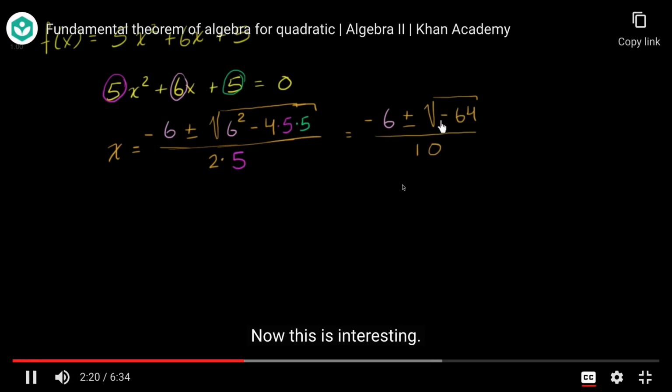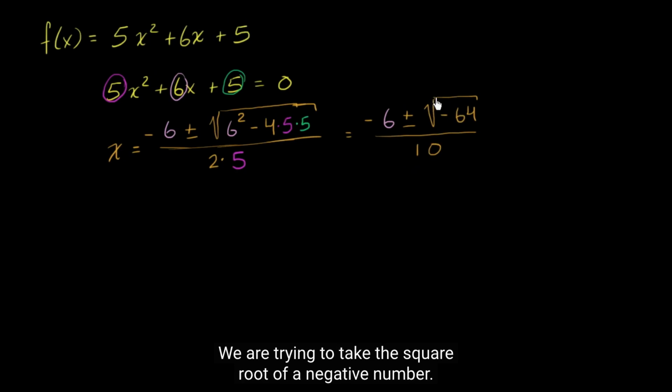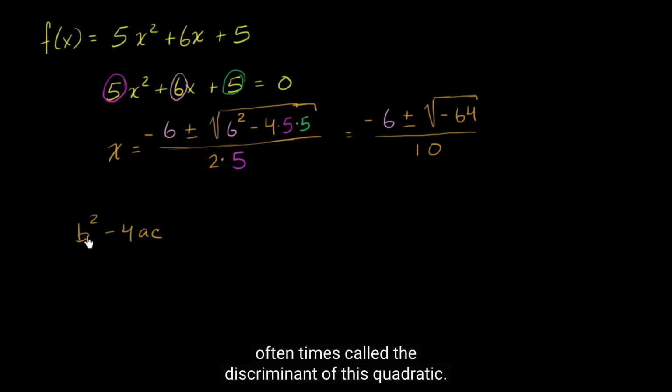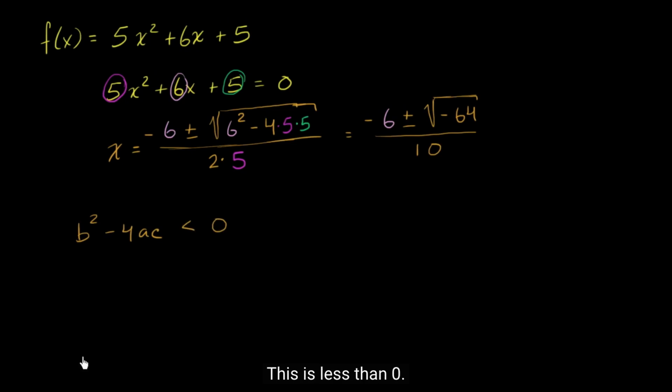Now this is interesting. We are trying to take the square root of a negative number. Or another way of thinking about it, b squared minus 4ac, which is oftentimes called the discriminant of this quadratic, is less than 0. So if this is less than 0, we're going to try to take the square root of a negative number, so we're going to result in an imaginary number. And so what that gives us are not 2 real roots, but 2 non-real complex roots.